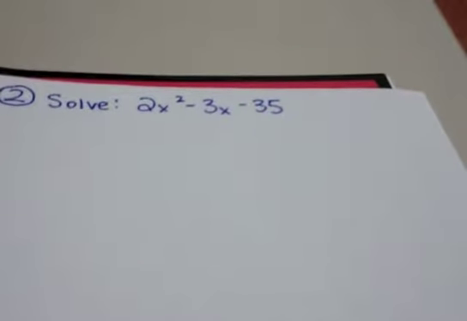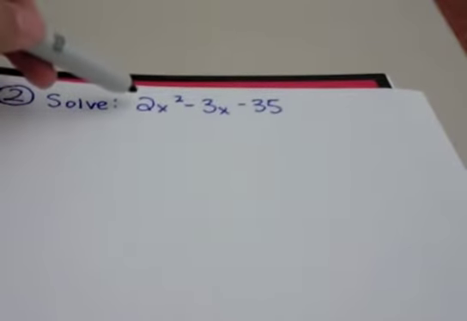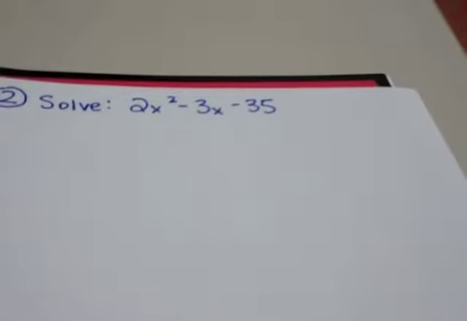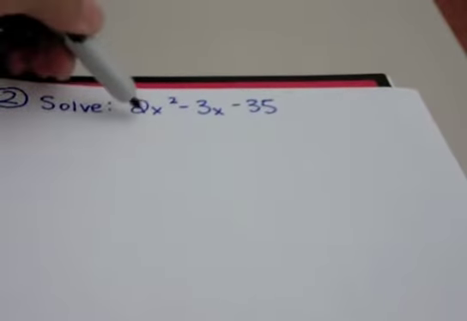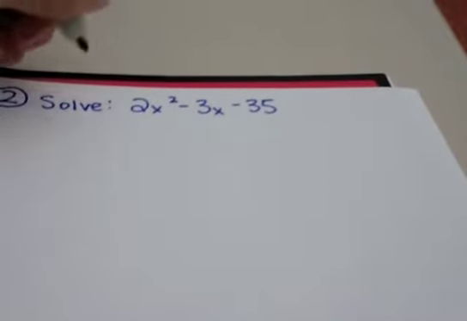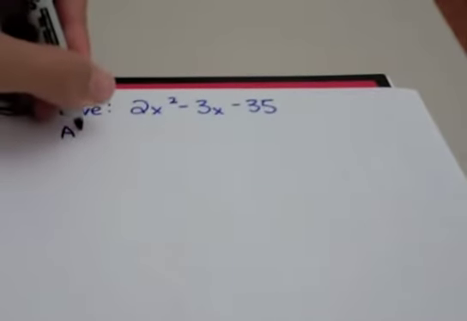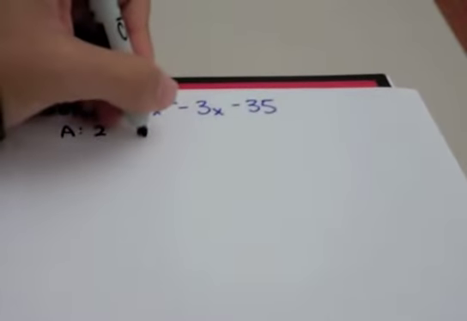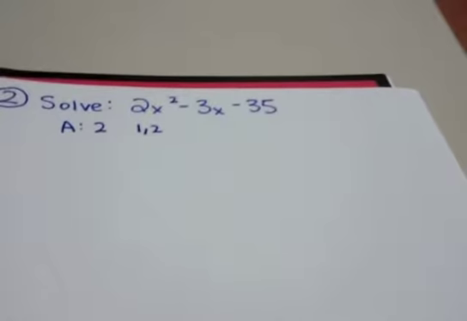The next problem we're going to look at asks you to solve. So remember, that means we're going to take one step further than we did last time. We're trying to solve the quadratic equation 2x squared minus 3x minus 35. Again, we start by looking at our a value. What possible factors of our a value do we have? Our a value is 2, so its factors are 1 times 2. Those are the only two factors.